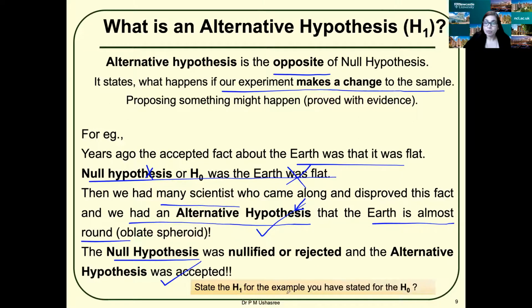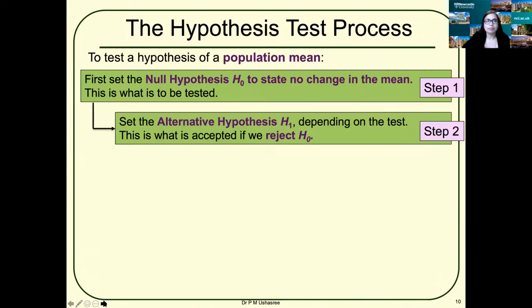state the alternative hypothesis for the example you have just stated for the null hypothesis. Good. So we have seen what is a null hypothesis and what is an alternative hypothesis. And let's see how to apply it to a test, okay? We'll see that soon, yeah?